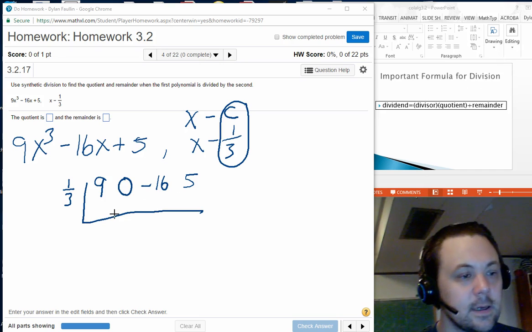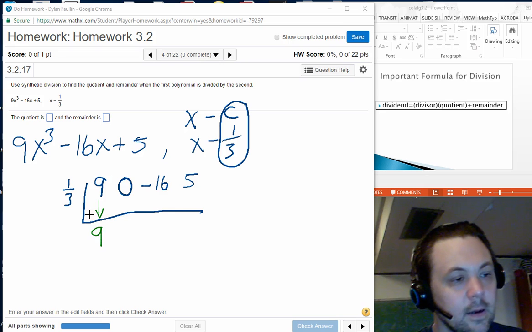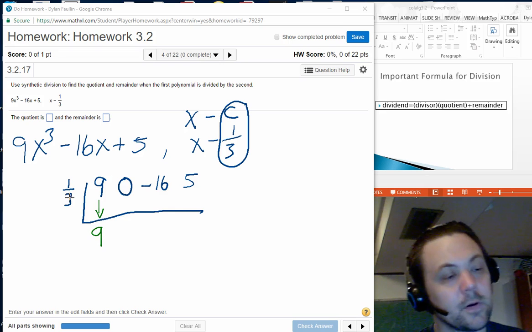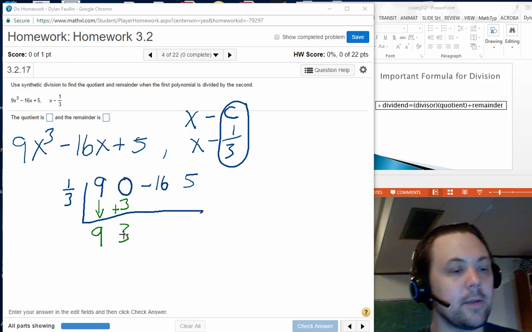Usually it does. We get the process started by dropping the first number below the box. So we'll put a 9 here. 9 times 1/3 is no different than 9 divided by 3. So 9 divided by 3 is going to be 3. We write that result underneath the next number inside the box. We add this column together. 0 plus 3 is 3. And hopefully these will just keep being divisible by 3.